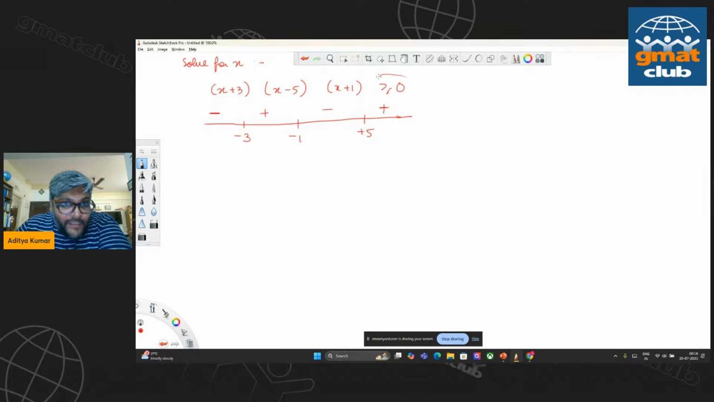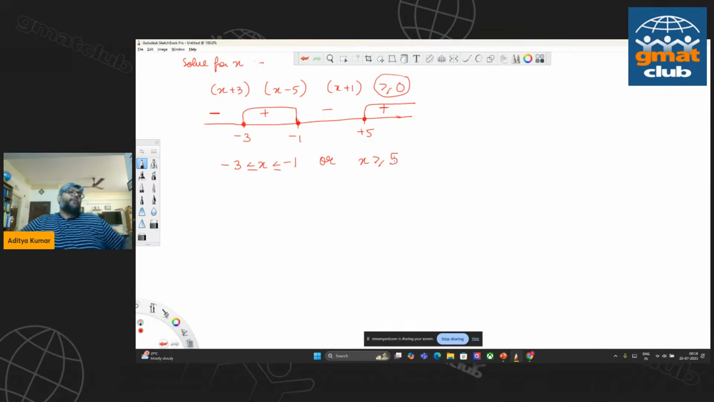Now look at the right hand side. It's greater than or equal to 0. So my solution should be on the positive portions of the number line, inclusive of the boundary, because it's inclusive of 0 as well. So what would be my solutions? X should be in between minus 3 and minus 1, inclusive of minus 3 and minus 1, or X should be greater than or equal to 5. That would be my solutions.